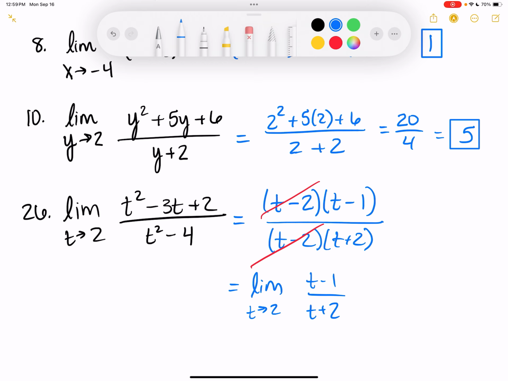So I plug in 2. 2 minus 1 over 2 plus 2 is 1/4.